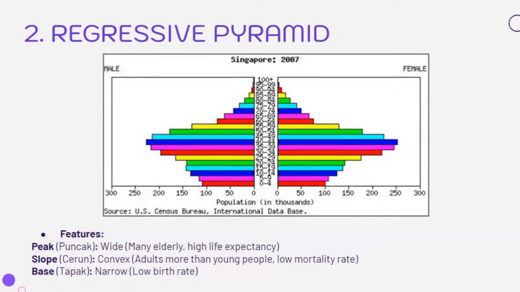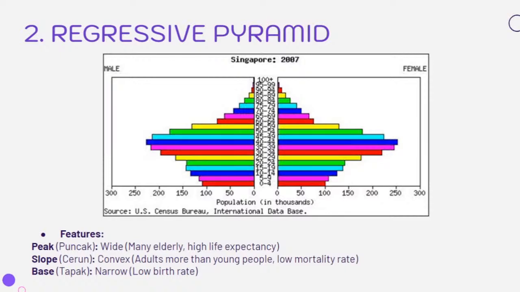Second type is the regressive pyramid, and that is the example from Singapore. It has a wider peak than the previous progressive pyramid. This means there are many elderly and a high life expectancy in the population, with estimated average life expectancy exceeding 18 years old.